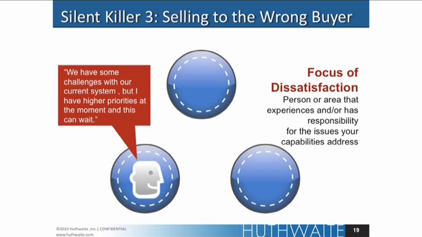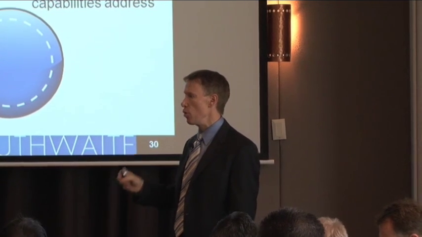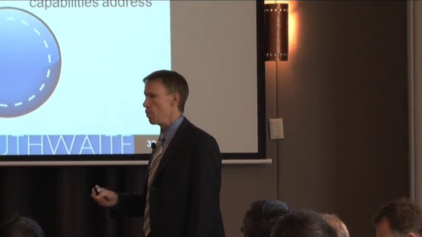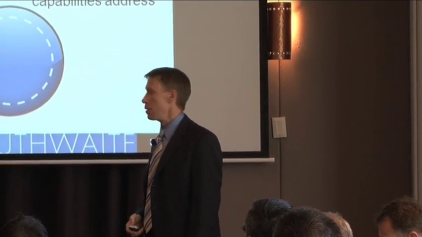So our question is, going back to Silent Killer 2, how do we have the ability to raise that from number 5 in the list to number 1? How can we do that during the selling process to help the customer see the urgency and the severity of the problems and issues that he has?